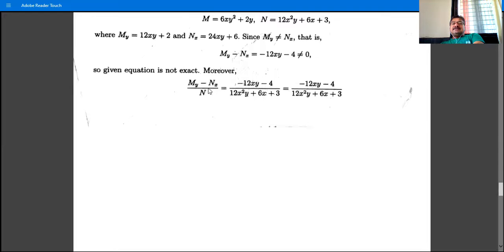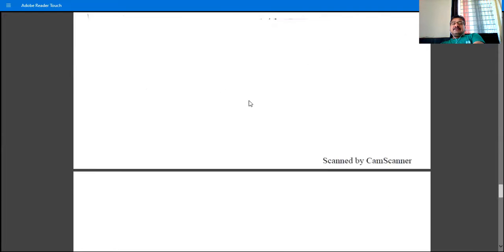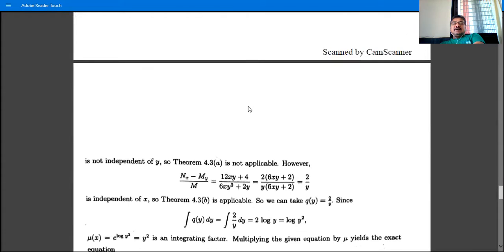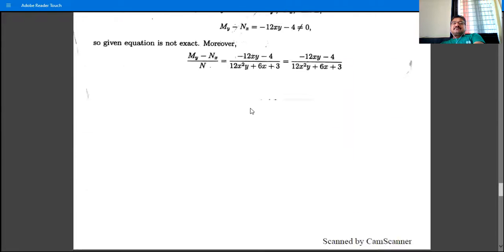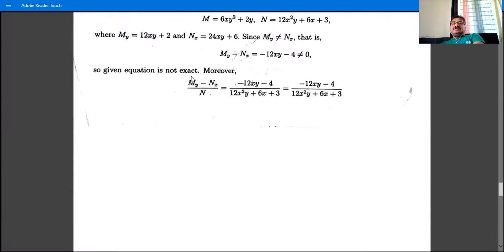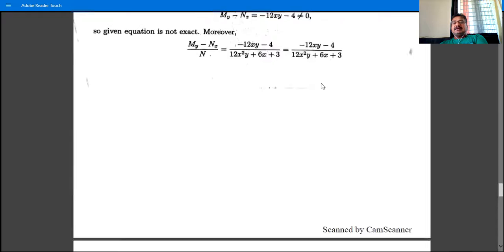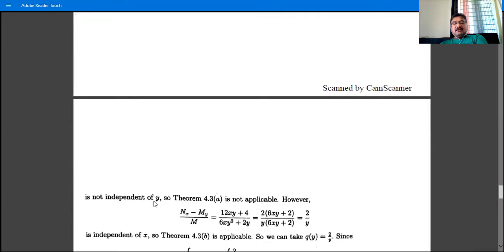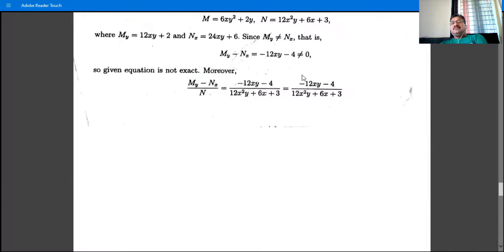Then M y minus N x divided by N, if it is a function of x alone, suppose this value is equal to f(x), then e raised to integration of f(x) dx is the integrating factor. But M y minus N x divided by N is this, and this is not a function of x alone, it is not independent of y. It is a mixed type function. It is a function of x as well as y.